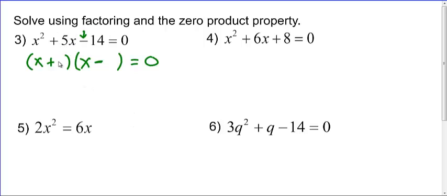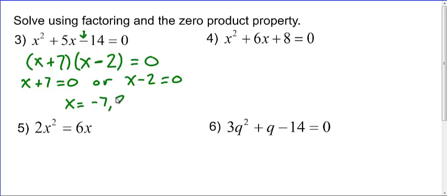We need a difference of 5. That would be 2 and 7. And I see the middle term is positive, so I need the bigger of those two numbers to also be positive. So there it is, x plus 7 times x minus 2. Now this is where we started on problems 1 and 2. So we would know that x plus 7 would equal 0 or x minus 2 would equal 0. So our solutions would be either negative 7 or positive 2. Zero product property, very useful tool.